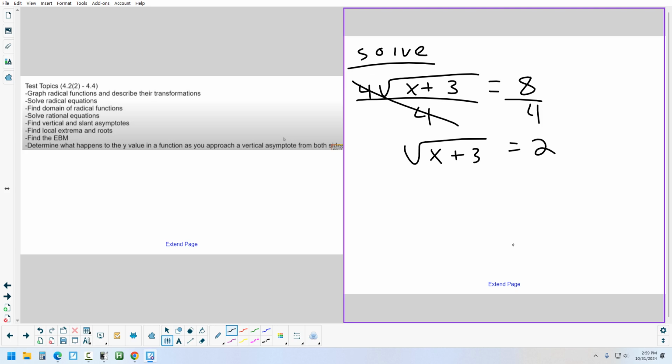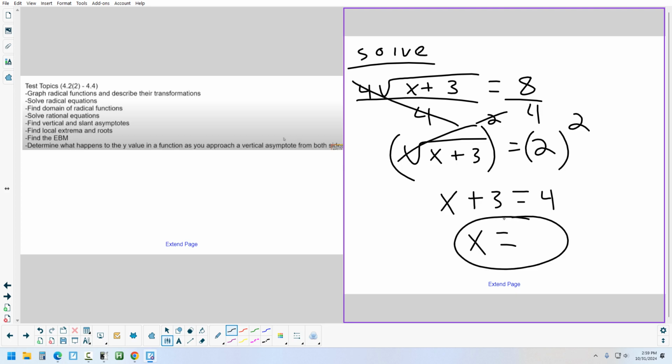Now, how am I going to get rid of that square root? You square both sides. Square and square root cancel. Leaves me with x plus 3 equals 4. And when I finish that up and solve for x, what do we get? Yeah, we get x equals 1. All right. Any question on solving a radical equation? Okay.